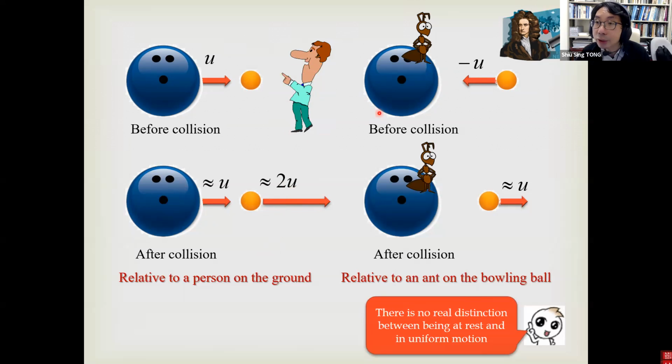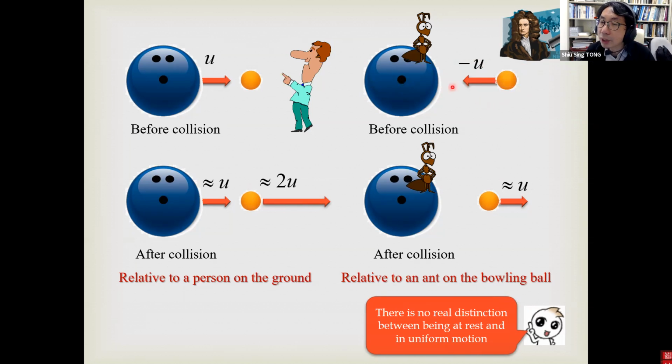But let us change our point of view to an observer who is sitting on the bowling ball. So now I'm in a moving frame, right? I now move together with the bowling ball. So with respect to this observer, the bowling ball is at rest because I'm now moving together with the ball, right? And the ping pong ball now appears to be moving in the opposite direction, right? And so it's initially moving with a velocity minus u.